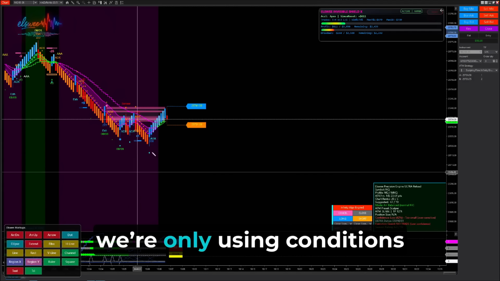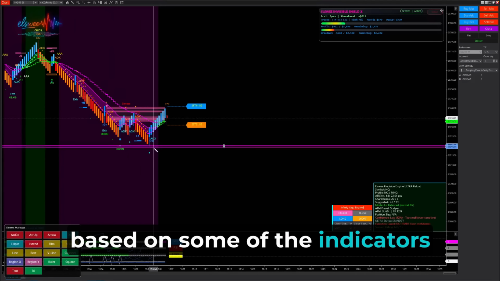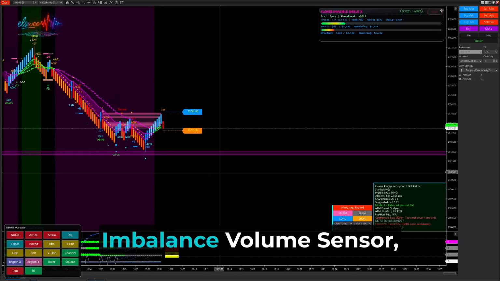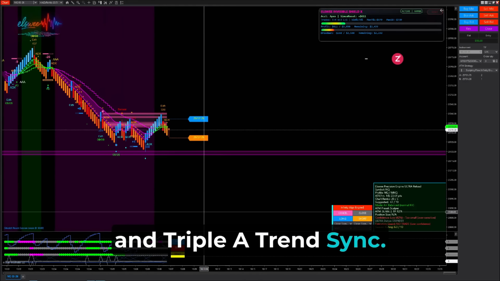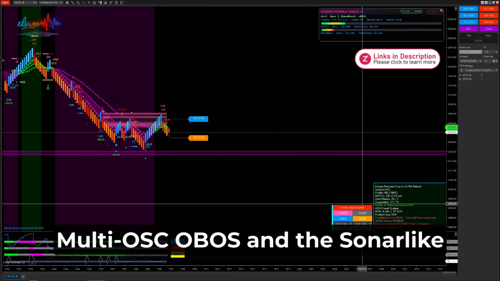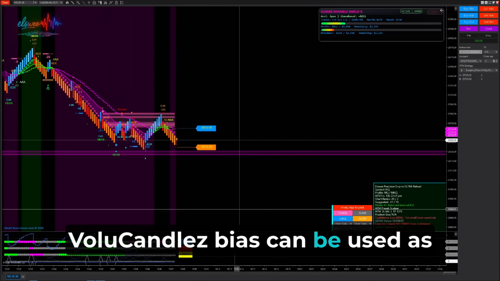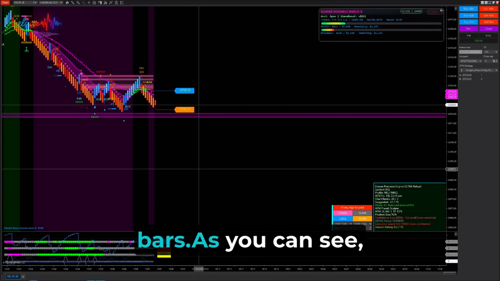In this test, we're only using conditions based on some of the indicators included in the bundle: superior ADX DMI, imbalance volume sensor, and AAA trend sync. We still need to implement multi-OSC OBOS and the sonar-like iceberg finder, and I'll also verify whether the volume candle's bias can be used as a state condition for hit bars.